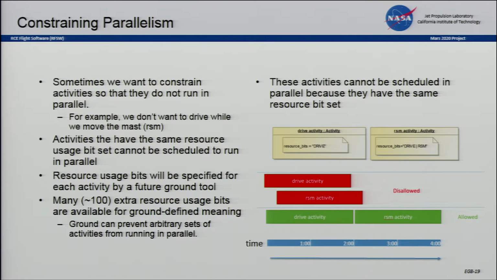So what we want to do is tell the planner not to schedule certain activities in parallel. The way we're going to express that is to have a bunch of bits dedicated for each activity, and we'll let the ground define how these bits are used. Basically, if the same bit is set on two activities, they're not allowed to run in parallel. The scheduler will make sure they do not, which is what I'm showing here. These two activities have the same bit set, so this schedule would be forbidden, and this one would be allowed, where they're not running in parallel.